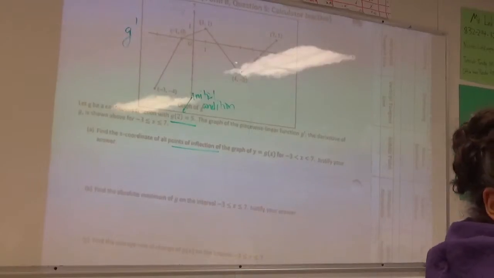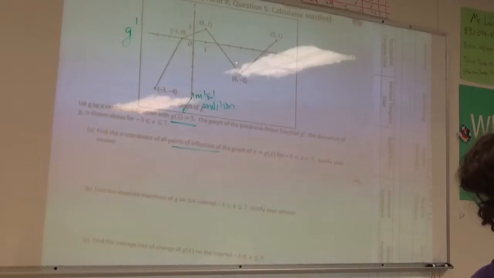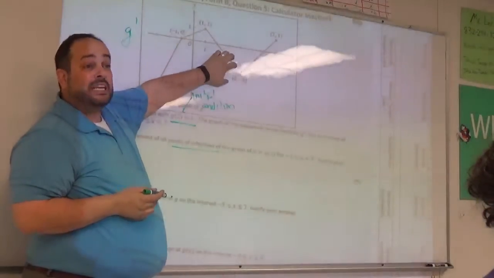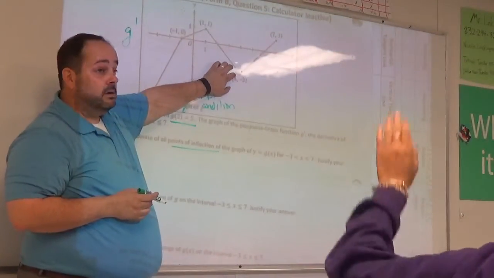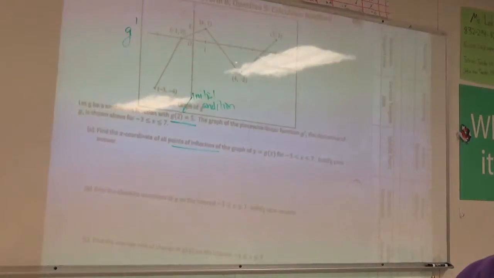It has to change from increasing. This is where we're going to be careful. G has a point of inflection. If this is the graph of G prime, this is the only thing we can actually talk about. So talk to me about G prime, Daisy. It has to go from positive to negative. G prime has to go from positive to negative. Are you sure about that?